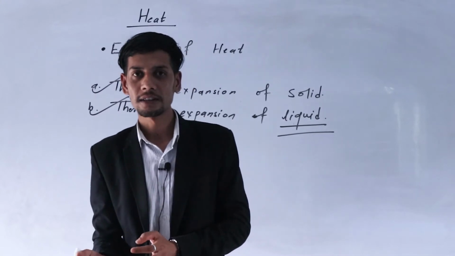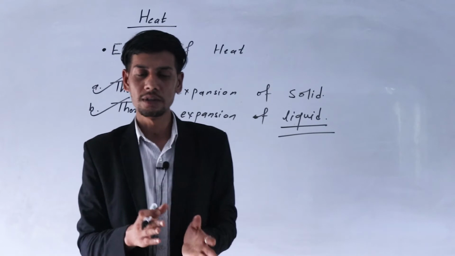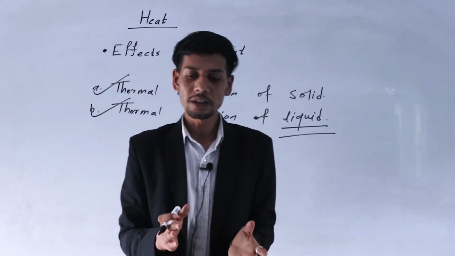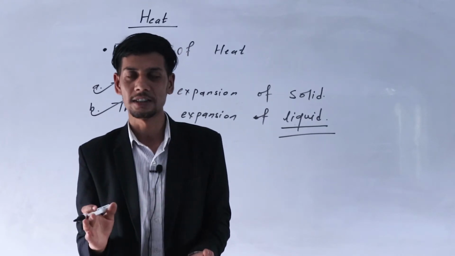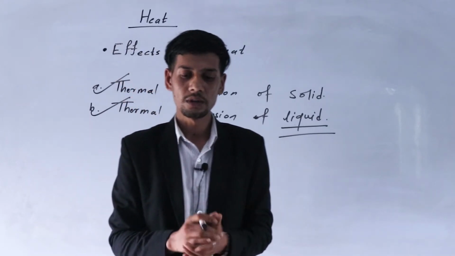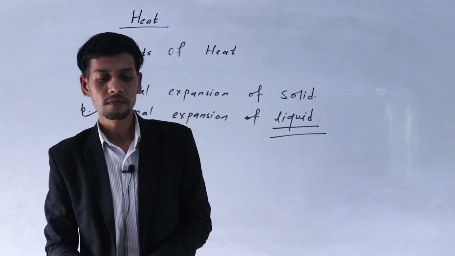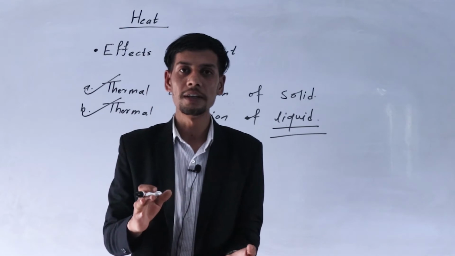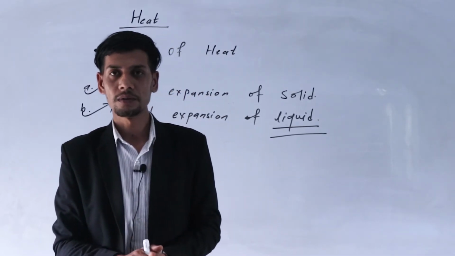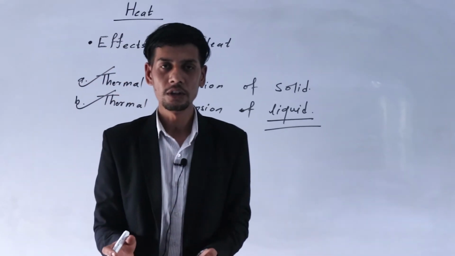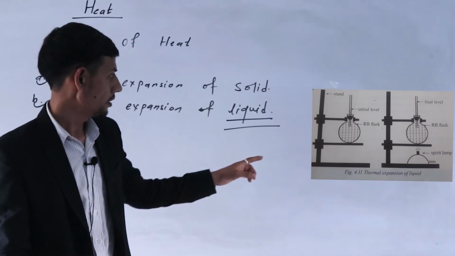Are you clear? I hope that you are clear. A thermometer is based on this principle. Yes. The mercury in the bulb of the thermometer expands when heated. So the raised level of mercury shows the temperature. So to show the thermal expansion of liquid, I have an experiment for you. You can look at the figure. The figure is right here.